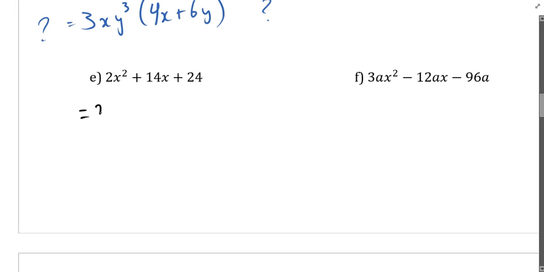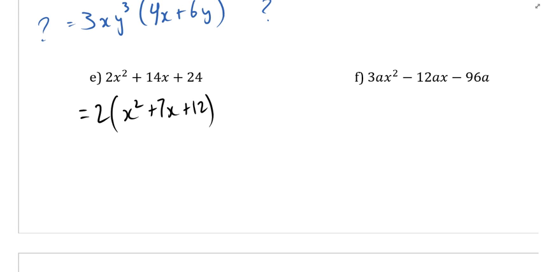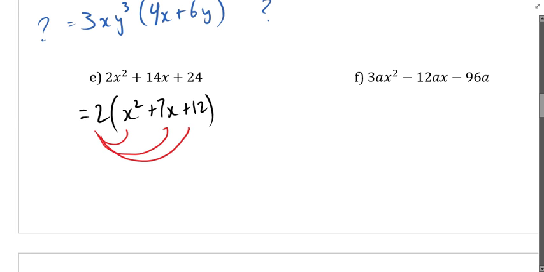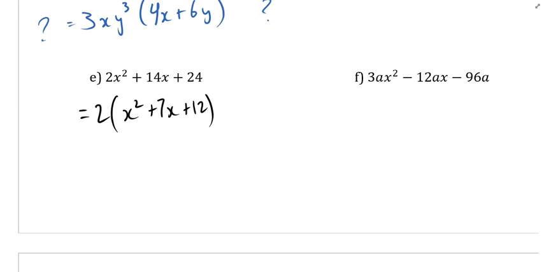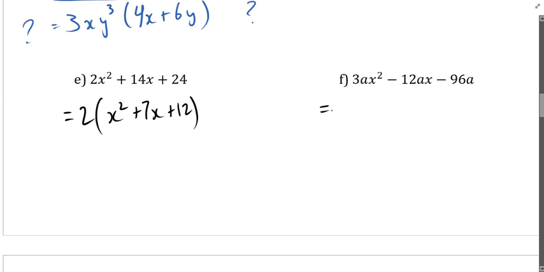So I can pull out a 2 of each of those. Does every term have an x in it? No, only 2 of them. So just 2. 2 divided by 2 is 1, so that's just x squared. 14 divided by 2 is 7, so that's 7x. 24 divided by 2 is 12. And again, if I multiply back through, 2 times x squared, 2 times 7x, 2 times 12 would give me back that. Okay, last one, F. Give it a try.